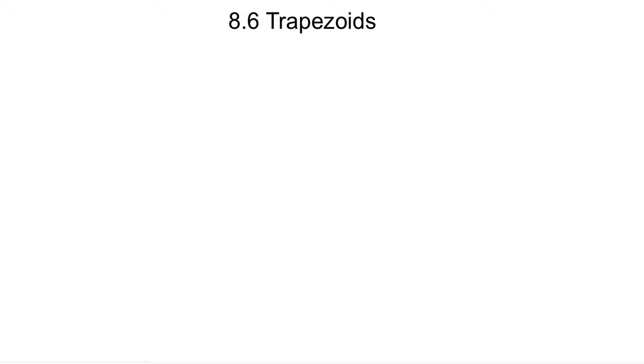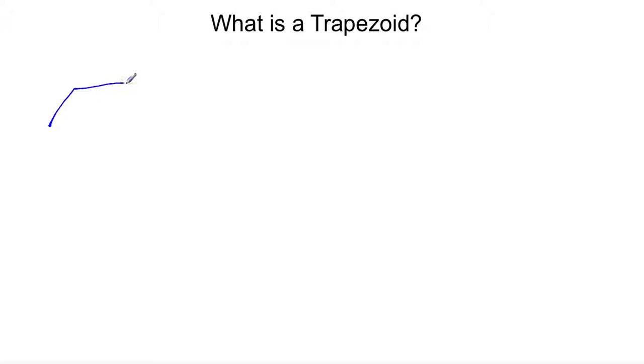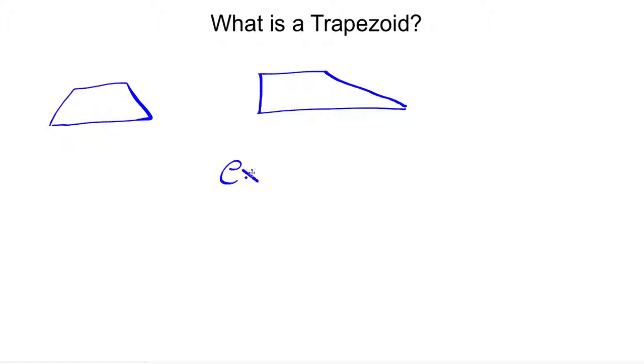Okay, so for this last section, we're going to be looking at trapezoids. First off, we want to determine what is a trapezoid. Well, usually we think about a trapezoid as something like this, but we could also have this. So a trapezoid is a quadrilateral, so it has four sides, and it has exactly one pair of parallel sides.